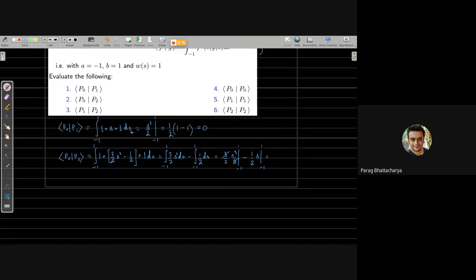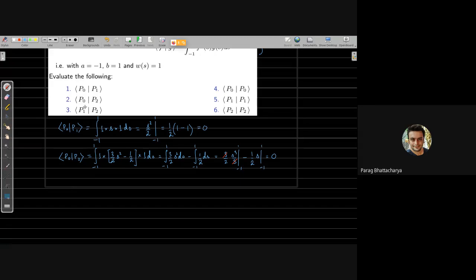3 and 3 get cancelled. So we have 1 by 2, S cube and S. S cube, that means 1 cube is 1. Then -1 cube is -1. So 1 minus -1 will give us a 2 here. Same thing, 1 and -1 is 2. So 2 by 2 minus 2 by 2 is going to be equal to 0. So we get a 0 here.